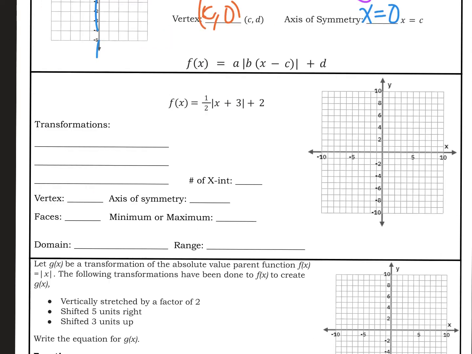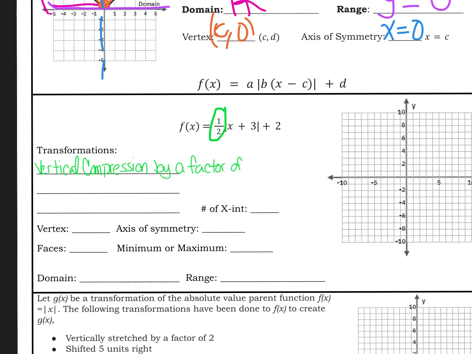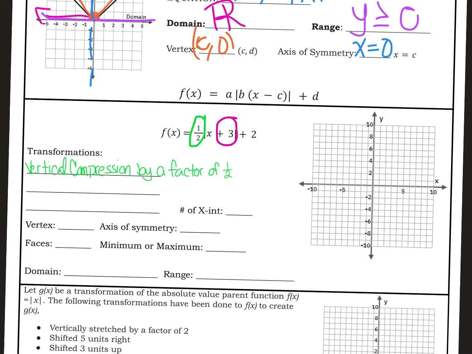All right, for transformations of this one, let's start with what's going on out front. That is our a value. So our a value is positive, so it's not going to have any reflection, but it is going to mess with the vertical. Because it's a fraction, it's going to be a compression by a factor of 1/2. Next up, we have a positive 3, so we know that's going to go to the left and right. Because it is positive, we're going to go to the left 3. And the last one, that plus 2, is going to go up 2.